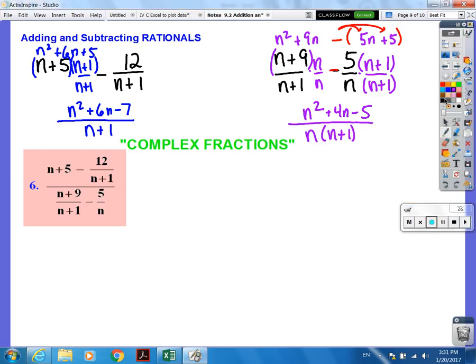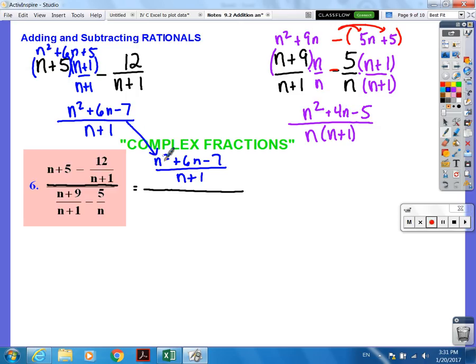So what I have in a complex fraction is a top and a bottom. Remember, this is just a big division bar. So it's like taking all this and dividing by all of this. And what we just learned from the problem on the top is that this entire part I can clean to a common denominator as n squared plus 6n minus 7 all over n plus 1.